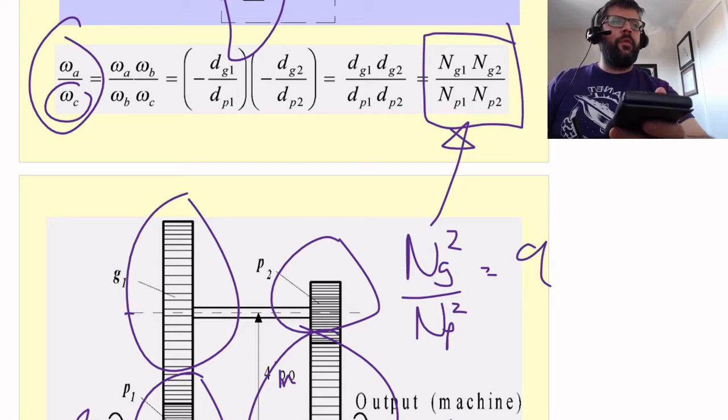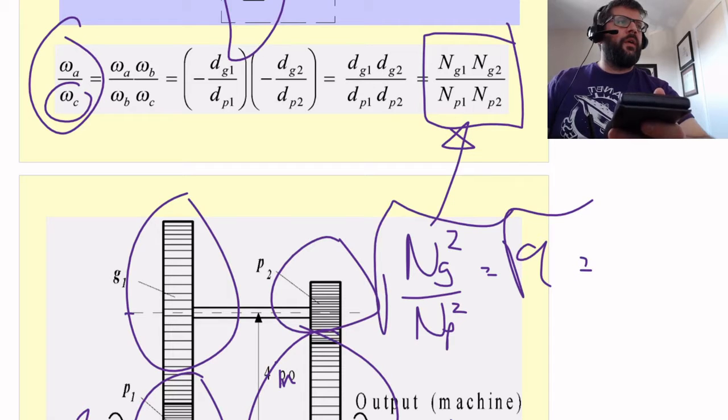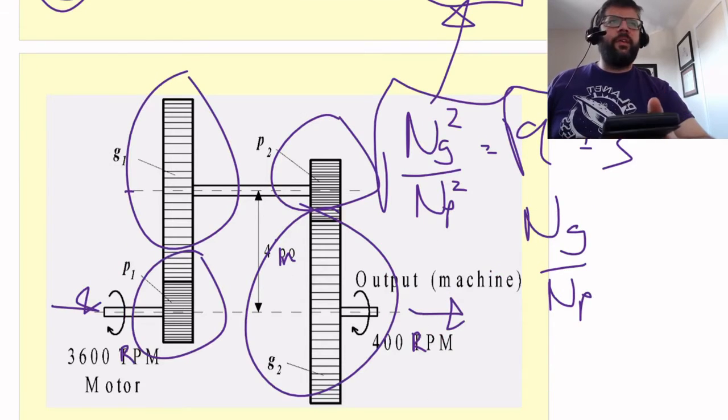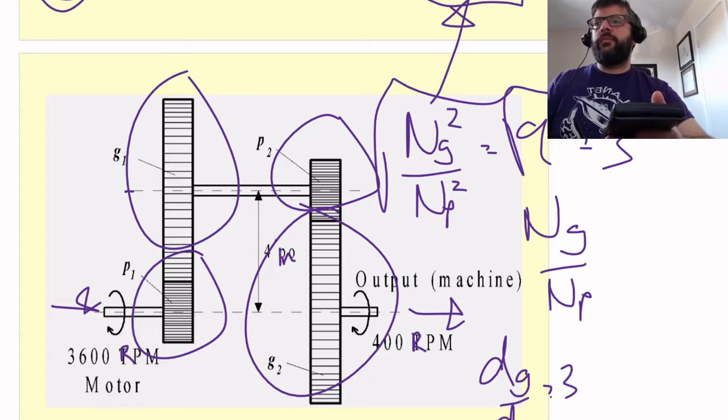So I take the square root of that, and we're left with a gear ratio of 3 between the number of teeth of the gear and the number of teeth of the pinion. And that'll also give us our ratio of the diameters. So the diameter of the gear divided by the diameter of the pinion needs to be equal to 3.